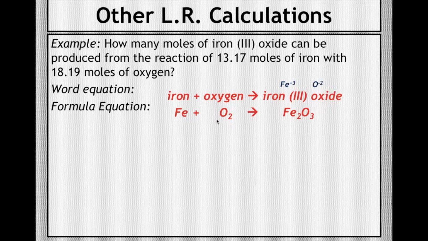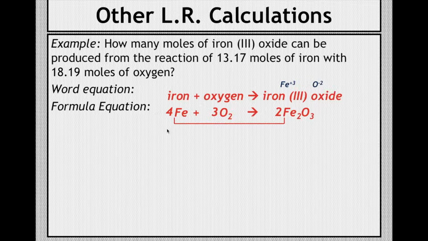As far as balancing, we have 1 iron here, 2 irons here, so we need to balance it. Those are the balancing coefficients. We have 4 irons here, 2 irons here. We have 6 oxygens here and 6 here, so we're good. So we're going to find the limiting reactant.